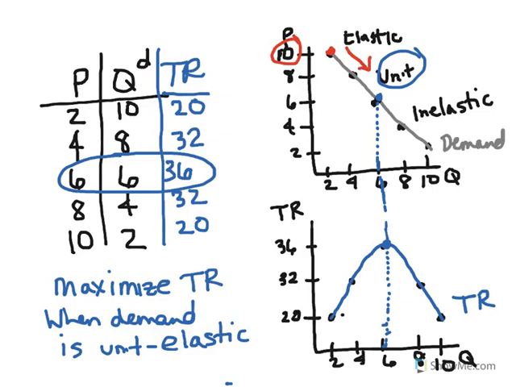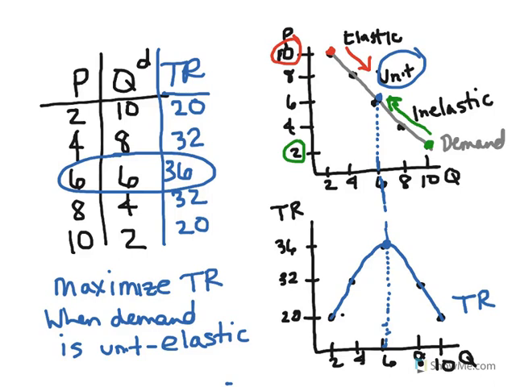At the same time, let's say that we're down here only charging a price of $2. Well, at $2, we're down here in the inelastic region of demand. So when demand is inelastic, you want to raise your price. So again, you start to see how understanding the elasticity of demand for the firm's product allows them to know whether they should raise or lower their price in order to maximize their revenue. They will always maximize revenue where demand is unit elastic.